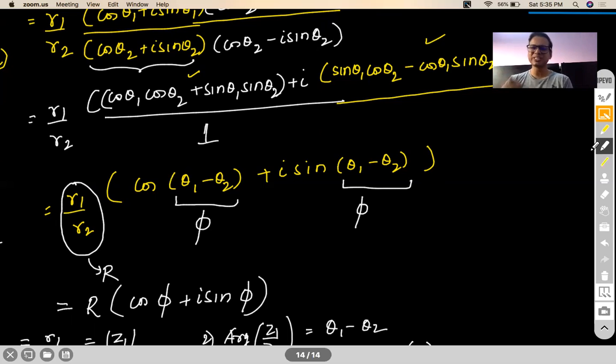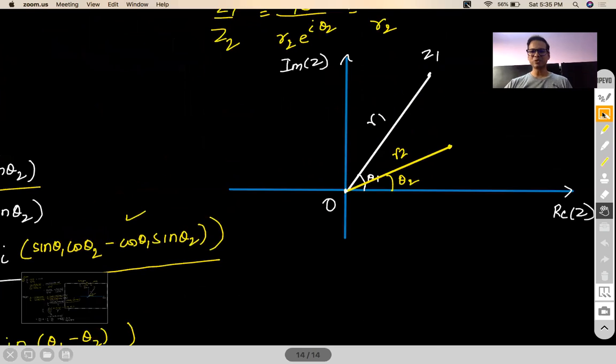Now, whether it is reducing or increasing, that depends on R2. I can't comment that it is always reduction. What if R2 is a fraction? If R2 is a fraction, it will increase. So it is factored by, you can say, 1 by R2. That would be a better word to use. Are you getting that picture in your mind? Rotating clockwise and factoring the modulus by 1 by R2. Got the point?